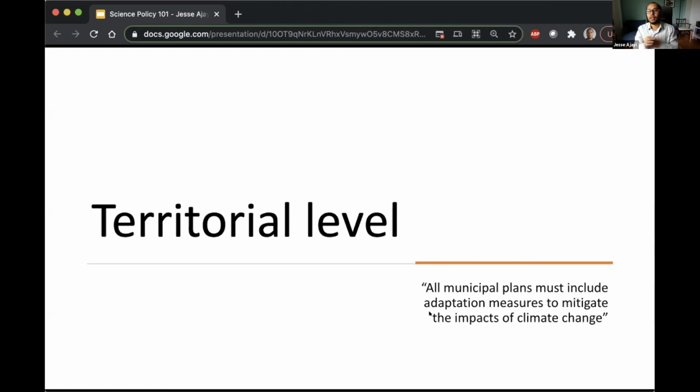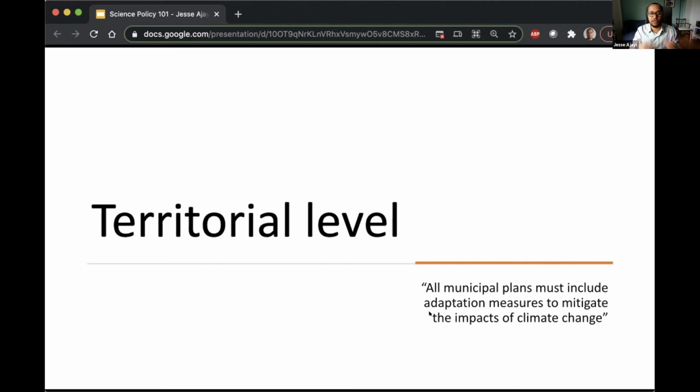So the territorial scale: the Planning Act in Nunavut came from Northwest Territories, from which Nunavut broke off. And that in turn was inherited from Alberta. So it hasn't really been updated in 20 years. Folks are trying to work on that now, but there isn't really any language in the Planning Act about climate change. So you might try to infuse it with something like all municipal plans must include adaptation measures to mitigate the impacts of climate change. That's the sort of statement you might be able to get into a high-level piece of legislation like that, which would be great.